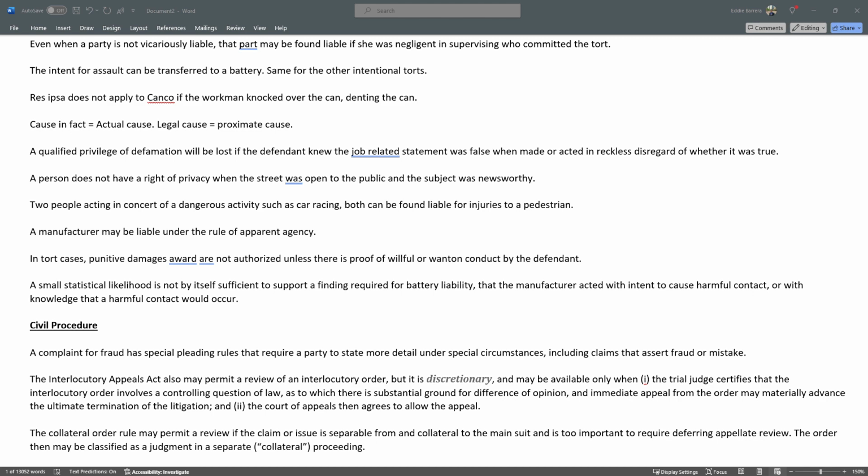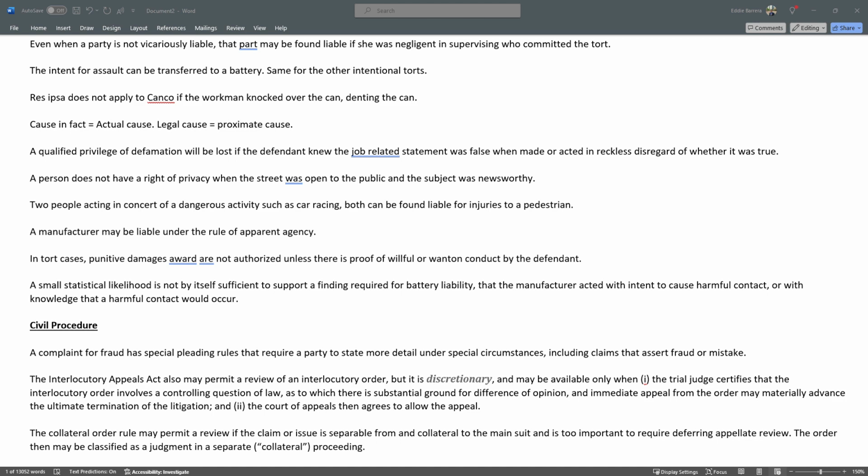Res ipsa does not apply to Kenko if the workman knocked over the can, denting the can. Cause in fact equals actual cause. Legal cause equals proximate cause. A qualified privilege of defamation will be lost if the defendant knew the job-related statement was false when made or acted in reckless disregard of whether it was true.